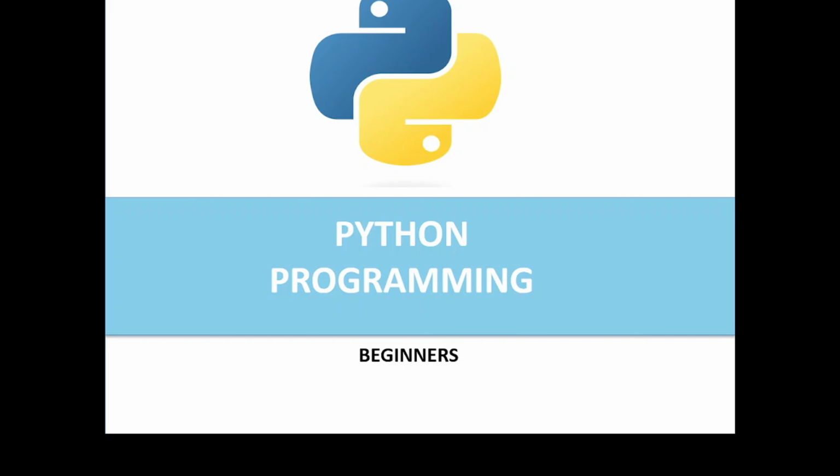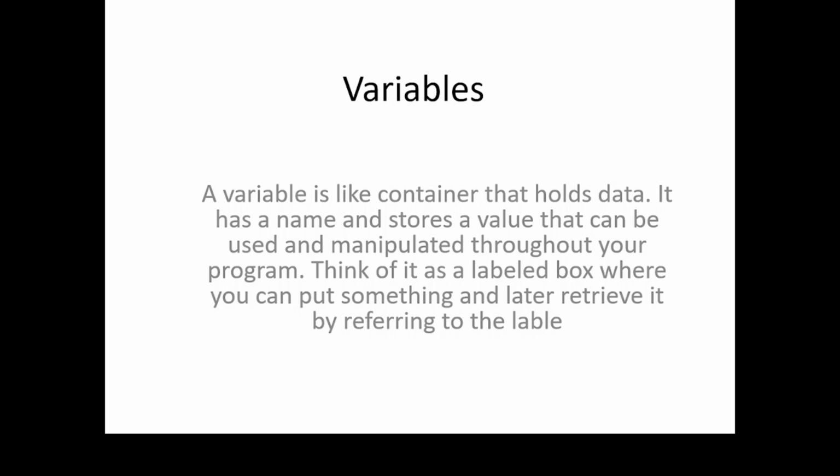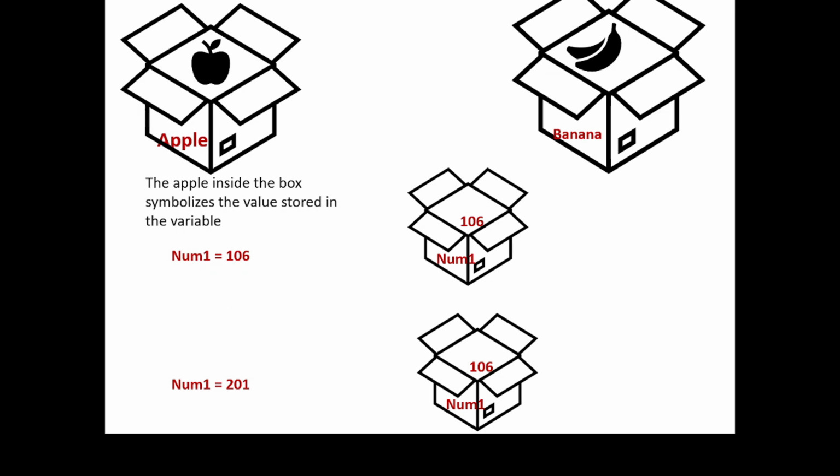So what is a variable? A variable is like a container that holds data. It has a name and stores a value that can be used and manipulated throughout your program. Think of it as a box, a labeled box, as you see in the picture. It's a labeled box where you can put something, like we are putting an apple, and later retrieve it by referencing the label. Referencing apple, we can retrieve the real apple, the object apple. In the same way, the banana also.